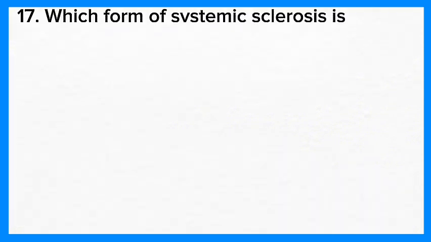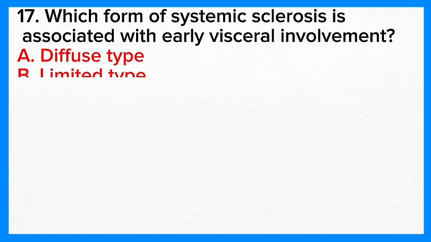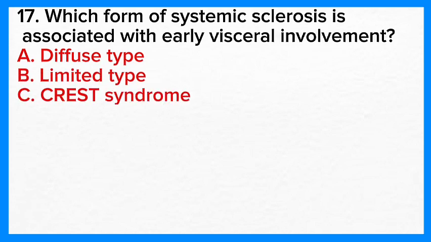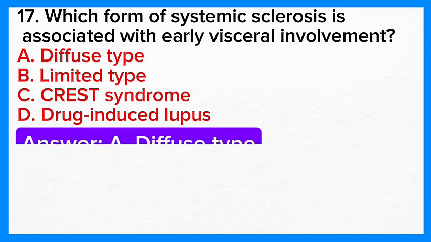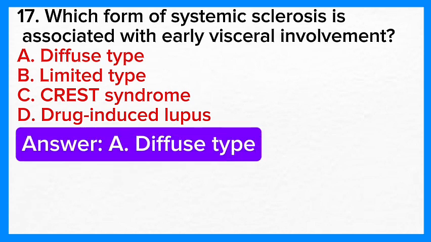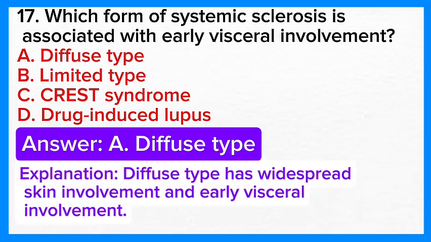17. Which form of systemic sclerosis is associated with early visceral involvement? A. Diffuse type, B. Limited type, C. CREST syndrome, D. Drug-induced lupus. Answer: A. Diffuse type. Explanation: diffuse type has widespread skin involvement and early visceral involvement.